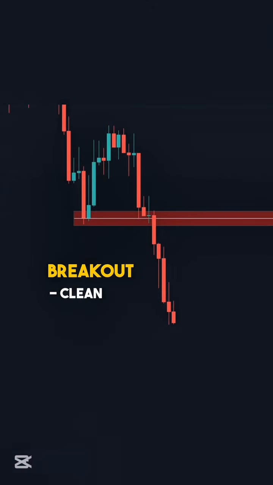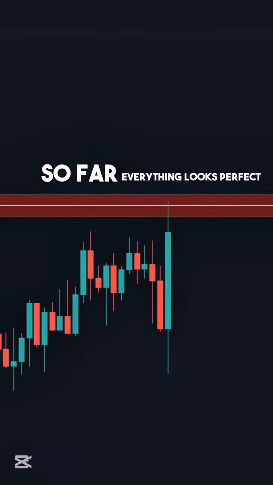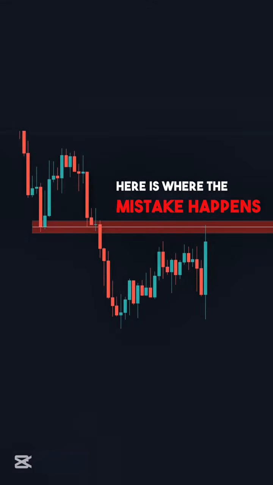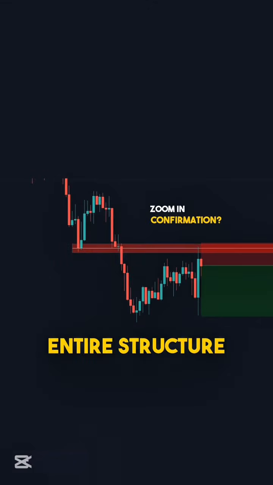This is one of the most common mistakes traders make. You see the breakout, clean, clear, textbook. Everyone's waiting for that retest to come in. So far, everything looks perfect until it doesn't. Here's where the mistake happens. Traders zoom in for confirmation, while the entire structure has already changed behind the scenes.